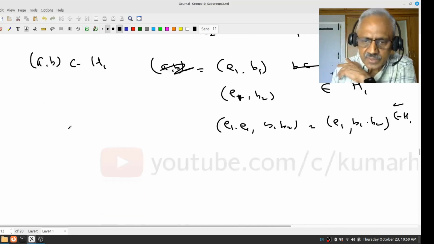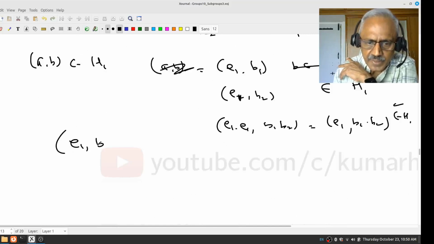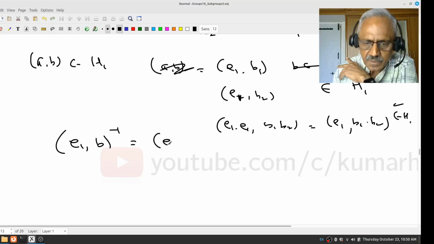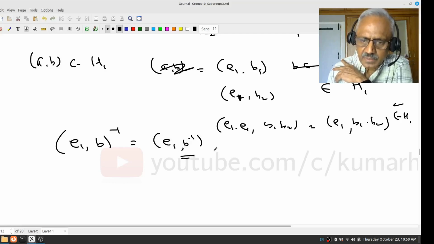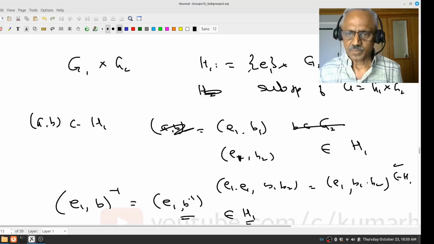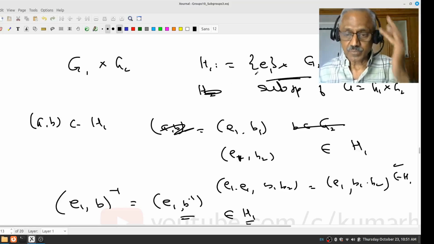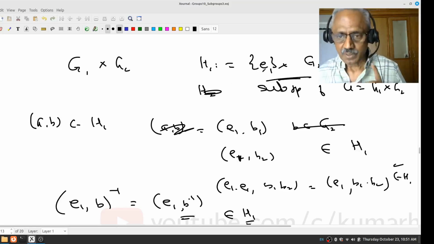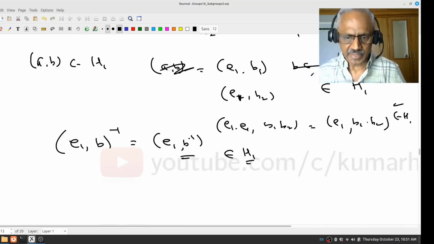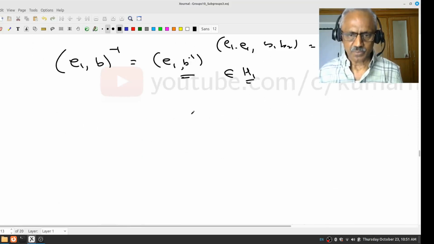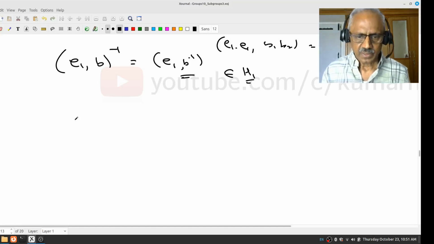And what is the inverse? Suppose I have (e1, b), its inverse is (e1 inverse, b inverse), which is (e1, b inverse). That is again of the form H1. When it has to be an element of H1, the first coordinate always should be e1 and the second should be an element of G2. Therefore, it's a subgroup. You follow that?